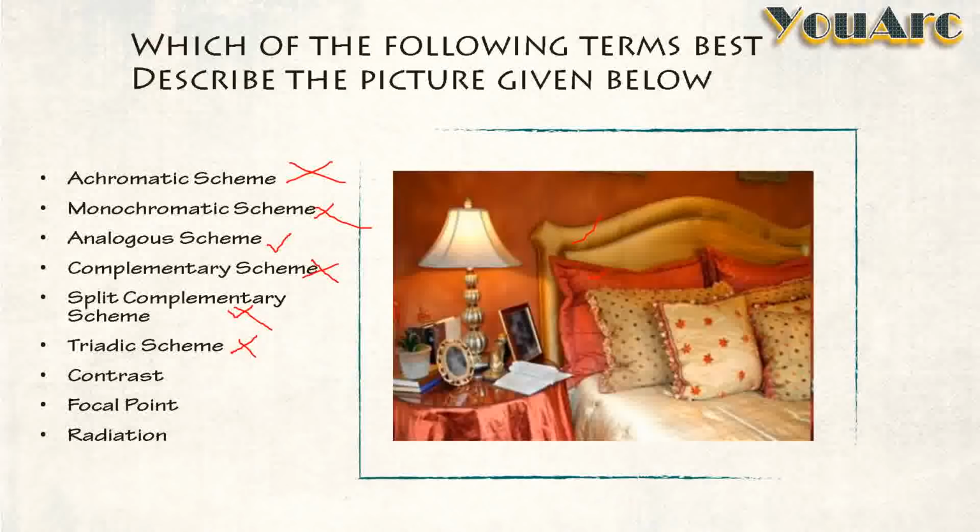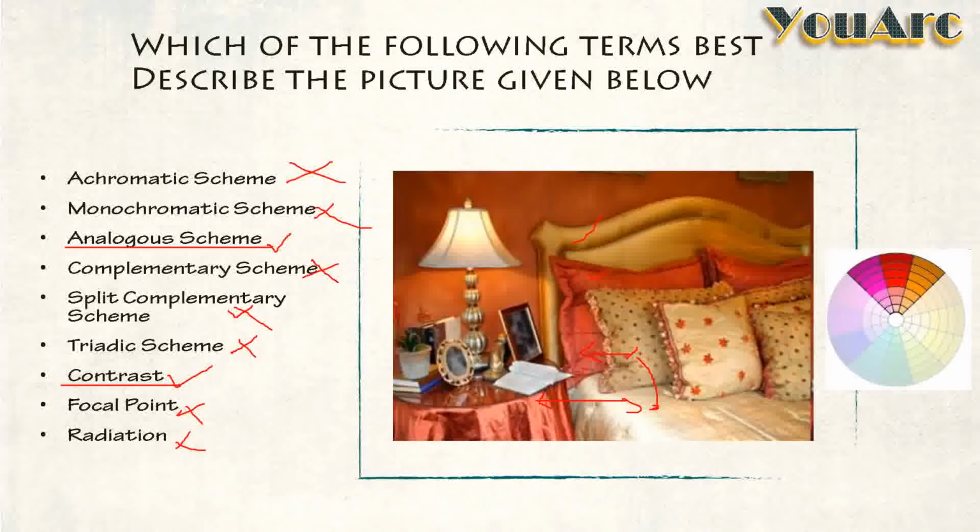Contrast, yes, there is good contrast happening with this particular background and this foreground color. Some contrast is there. Focal point, it is not having a good focal point, and also no radiation. So my answer will be contrast and analogous color scheme. So this is how I told you why it is analogous.